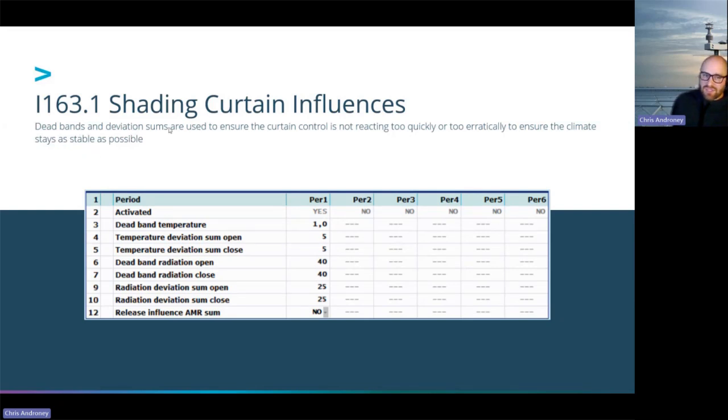So deadbands and deviation sums are used to ensure the curtain control is not reacting too quickly or too erratically, to ensure the climate stays as stable as possible. If you have a situation where you have no deadbands and no deviation sums, then sometimes what will happen is the curtain's going to open, close, especially on a day where you have lots of rolling clouds.